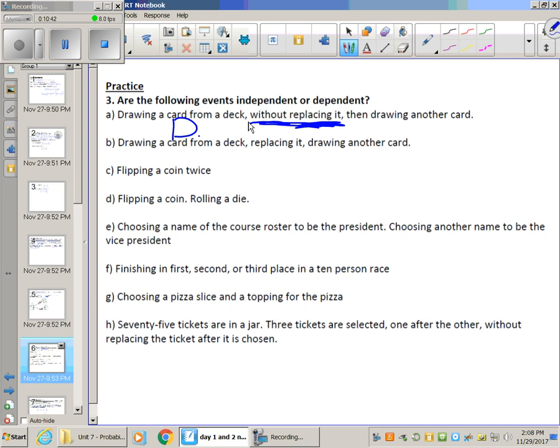Drawing a card from a deck, replacing it, meaning I'm putting it back in the deck, and then drawing another card. They're independent events. One does not affect the other. I'm still going to have the same probability for the second event.